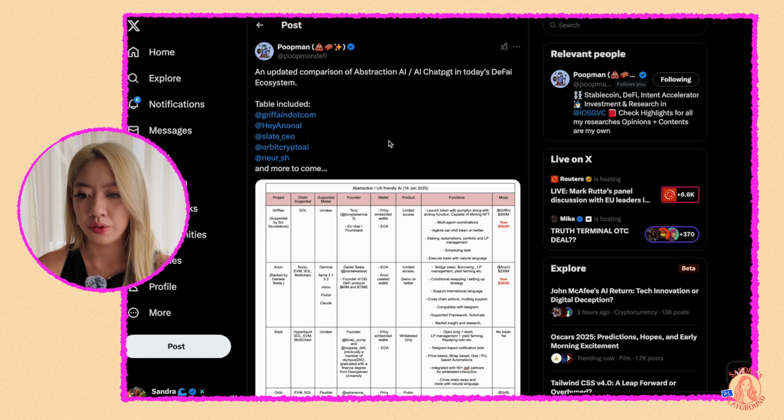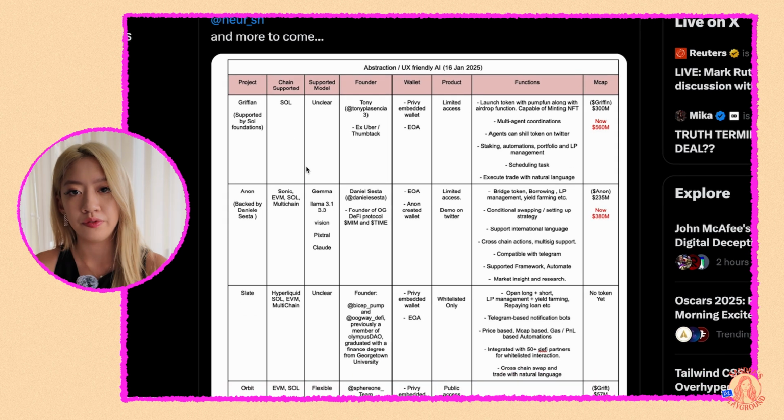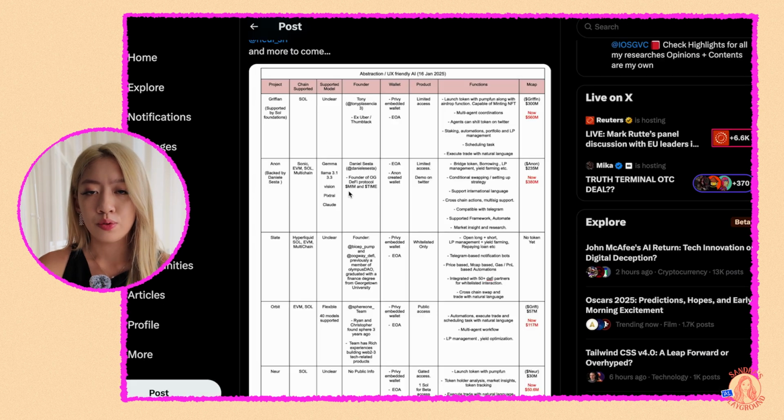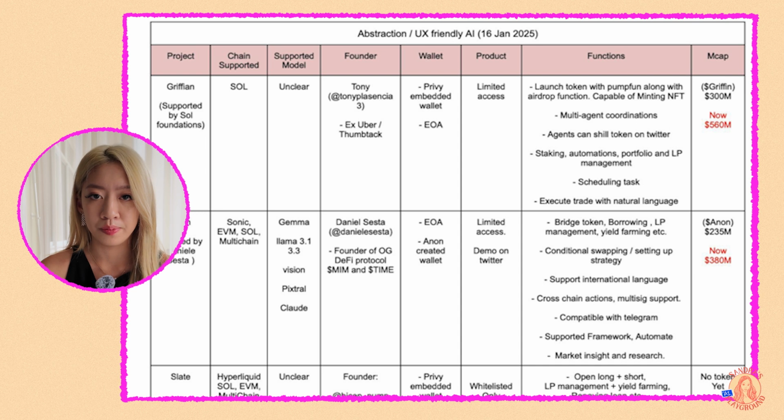So this is the second time that I will be leveraging Poopman DeFi's ecosystem comparison of abstraction layers and the DeFi AI landscape. Let's dive into it. This table includes Graphene, which is the leading winner. I think these stats might have changed over time because this was posted in January 16. It's one of the clearest ones I've seen so far, so good job to Poopman DeFi for putting this together, as I found it extremely useful.